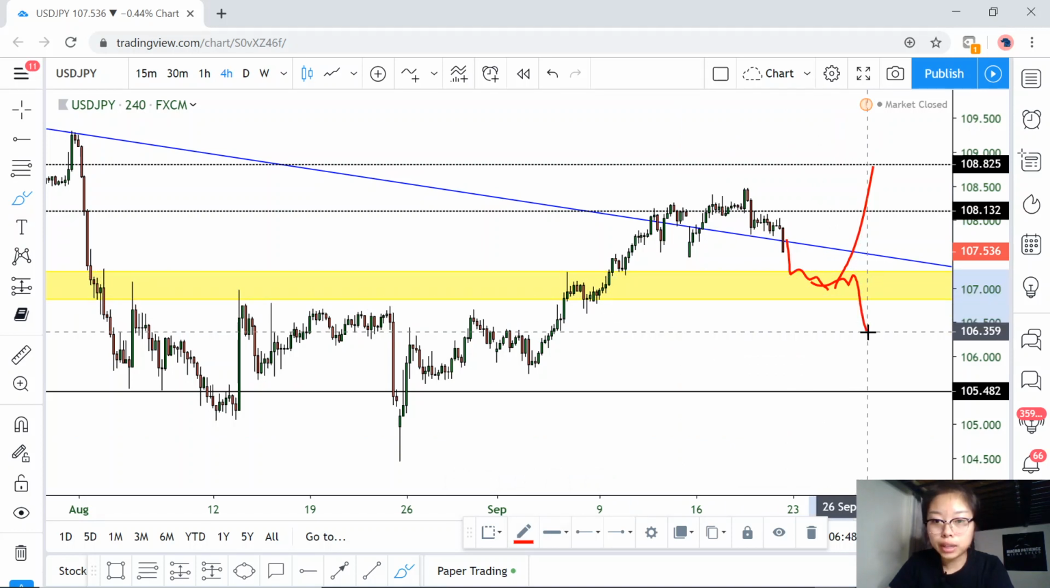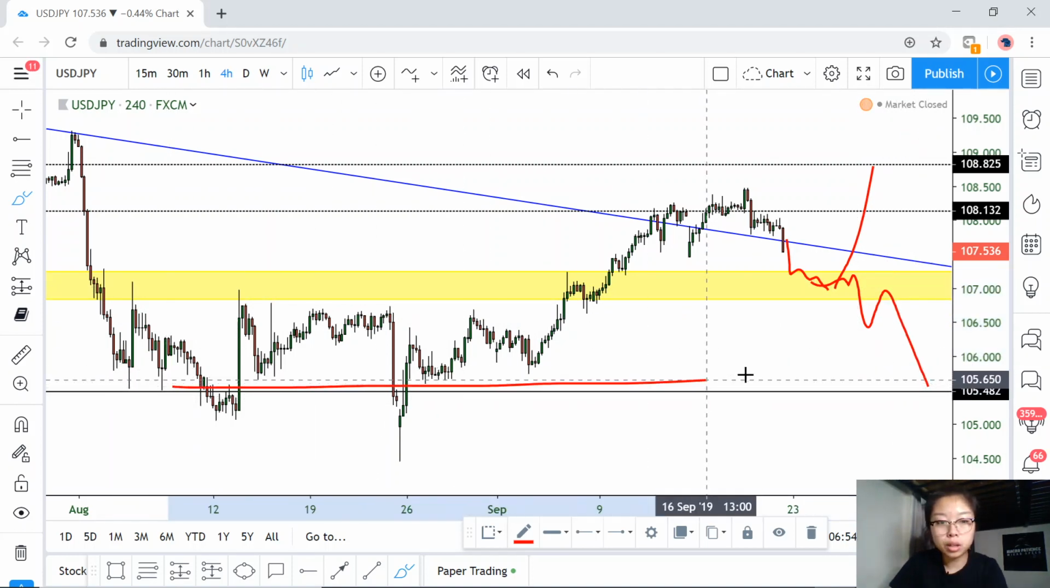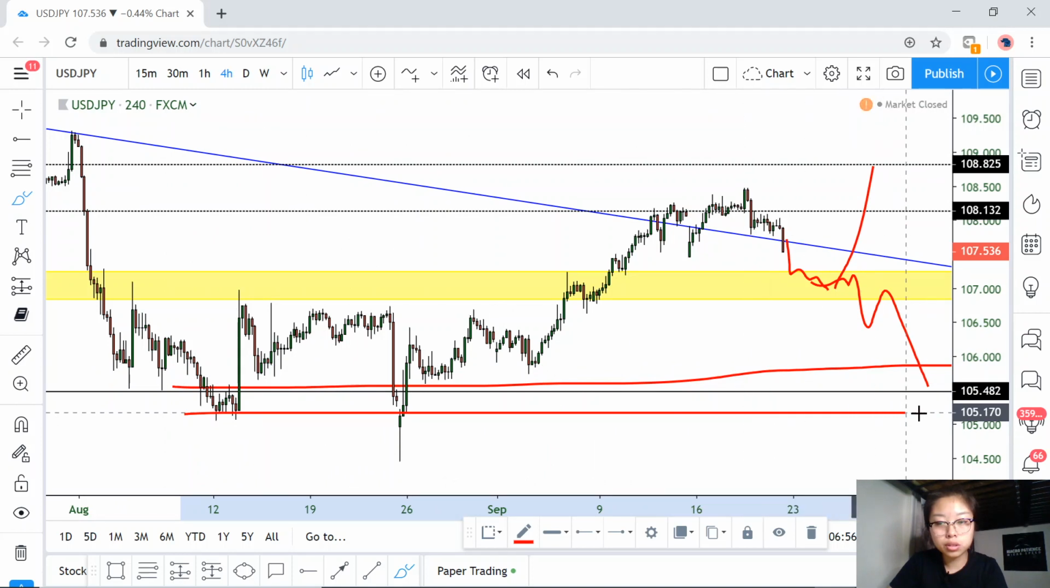Now at that break, you guys know it, we can go in for the retest into the previous support, which is down here at the 105.5. So we gotta see what happens for UJ when it approaches this yellow zone.